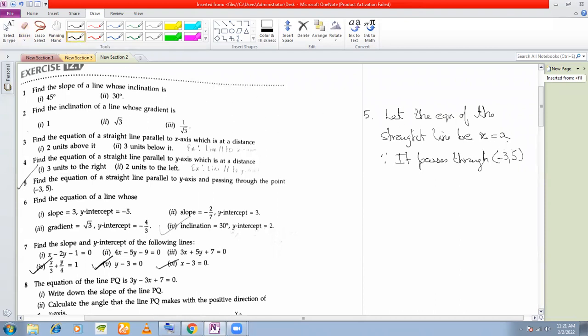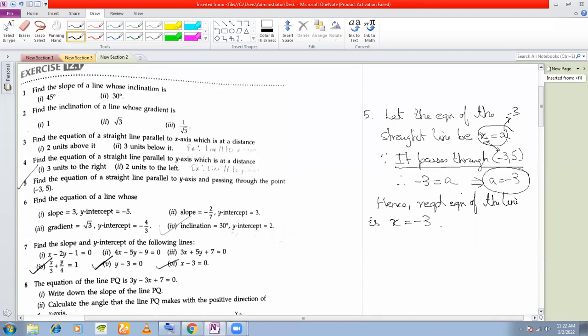That means you can substitute x is equal to -3 and you can substitute y is equal to 5, but you don't have a y. So therefore, what can we say? We can say minus 3 must be equal to a. That means a is equal to minus 3. So we have got the value of a. Hence, what is the equation of the line? What is your answer? x is equal to minus 3. Hence, required equation of the line is x is equal to minus 3. Okay. So in this equation, we put a is equal to minus 3 because with the help of this, we have got the value of a.